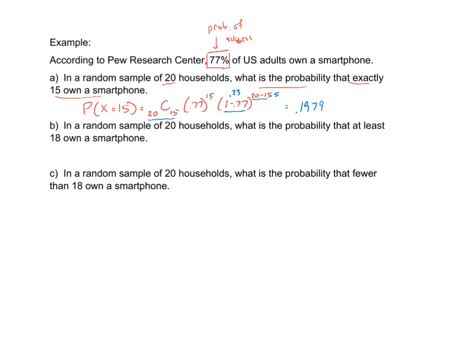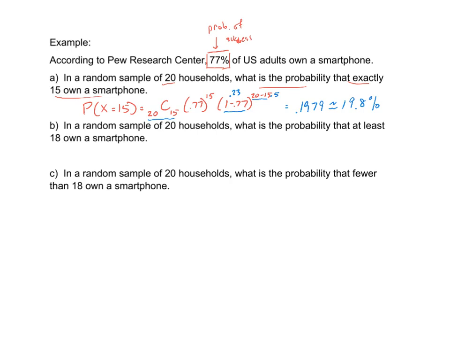0.1979, or about, let's say, 19.8%. Or about 20%, really, if we round to the nearest percent. So there's a 20% chance that exactly 15 houses have a smartphone out of a group of 20. Exactly 15 have a smartphone.